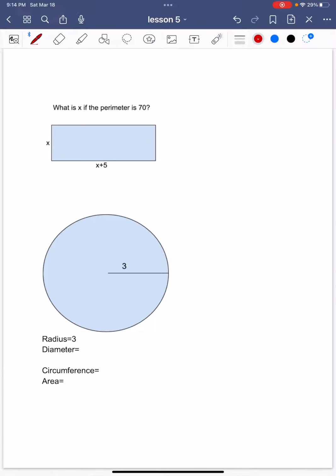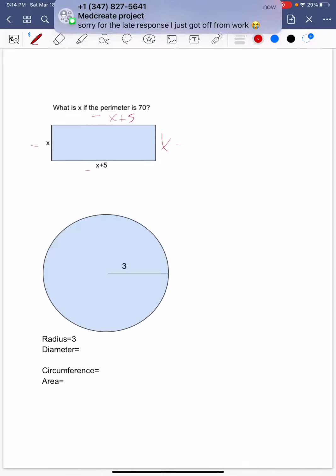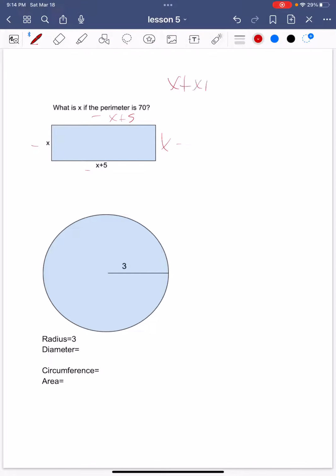What is x if the perimeter is 70? So we know that in a rectangle, we have the bottom base, x plus 5, is equal to the top base, x plus 5, and the left side, x, is equal to the right side, x. So if the perimeter is 70, we know that the sum of all four of these sides is going to be 70. So we have x plus 5 plus x.